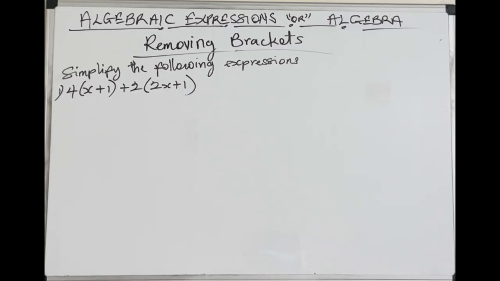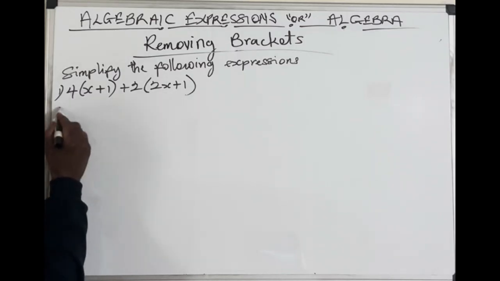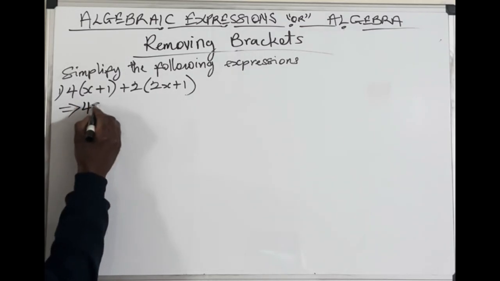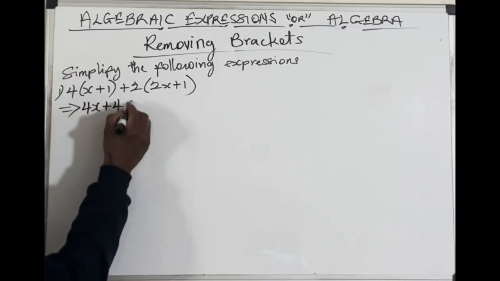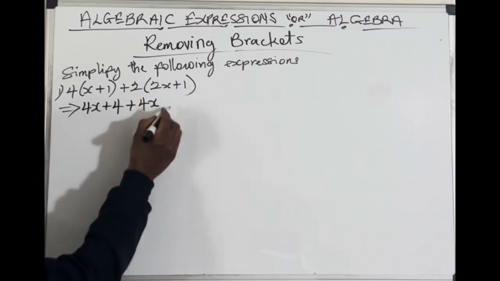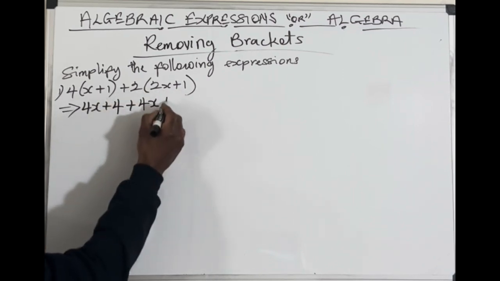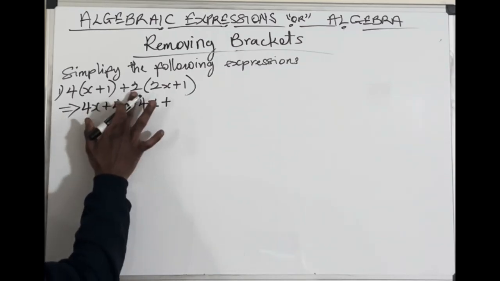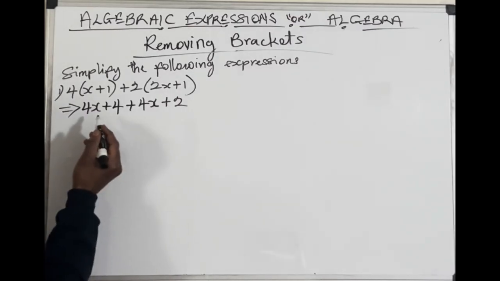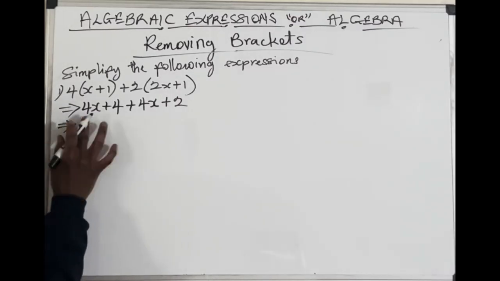Very simple. So there are brackets here. We need to take them out. 4 times x is what? 4x. Then plus 4 times 1, 4, plus 2 times 2, 4. There is x, so x. And plus, and then 2 times 1 is what? 2. We've taken all the brackets out. Now let's group like terms.